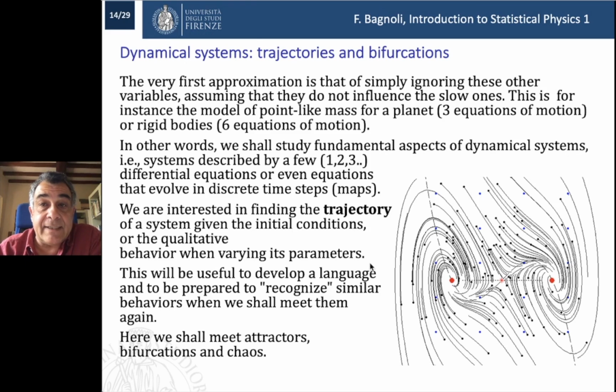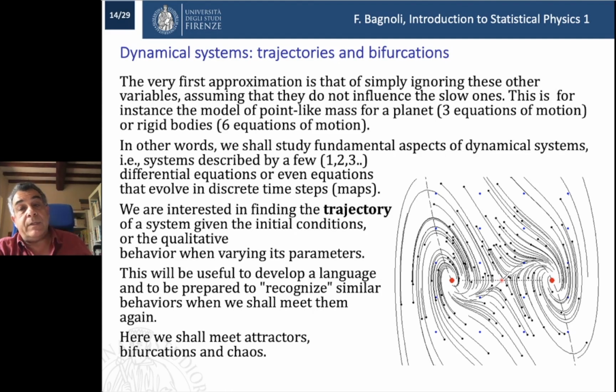So the essence is that of studying, first of all, the behavior of this average system. So we shall consider systems composed by a few slow degrees of freedom that in general are the coordinates of the center of mass, or in general are the average of something. We neglect completely fluctuations that, at the end, we shall see are very important.